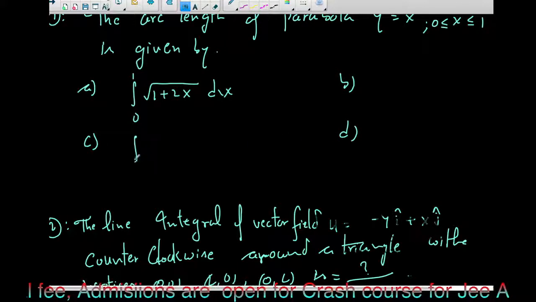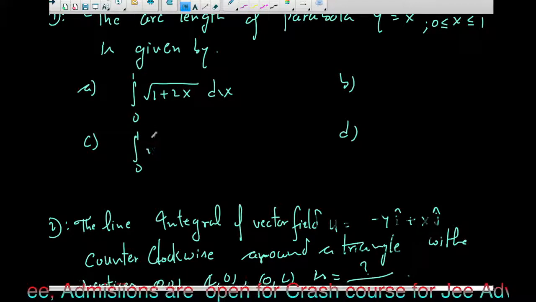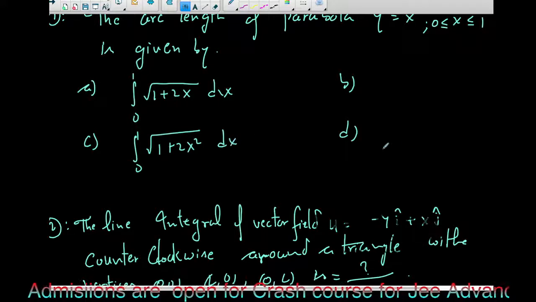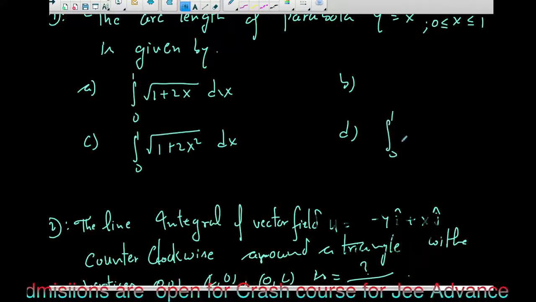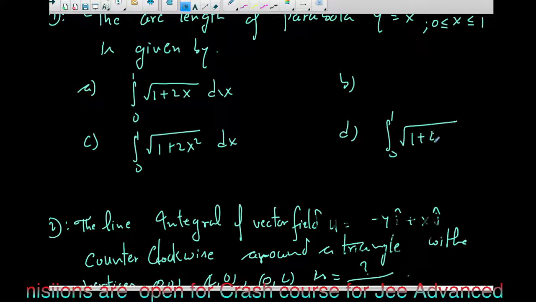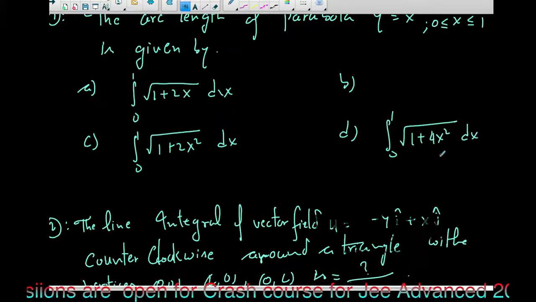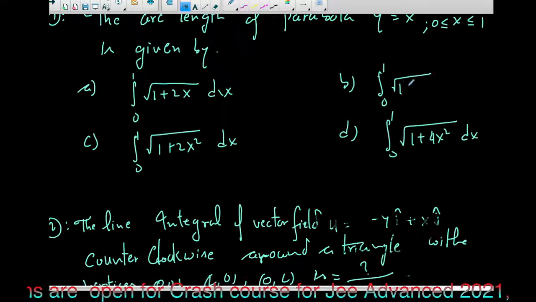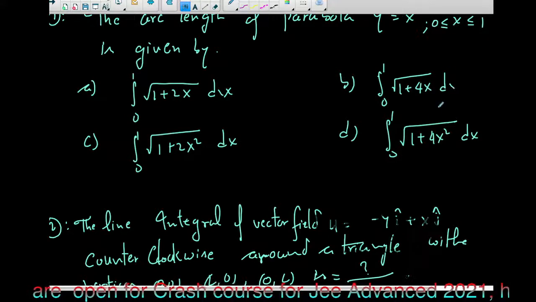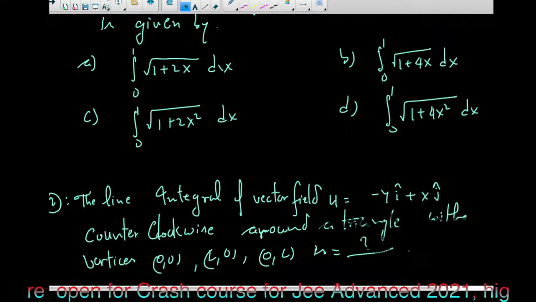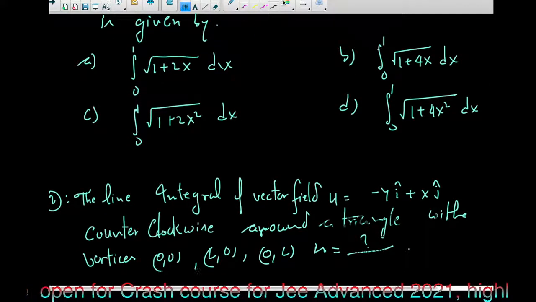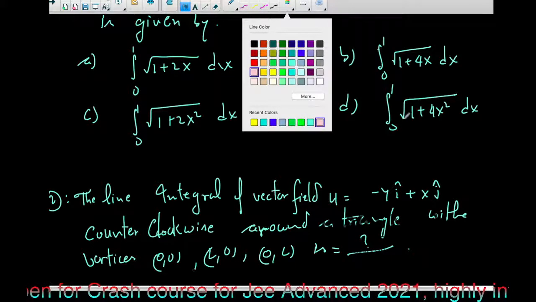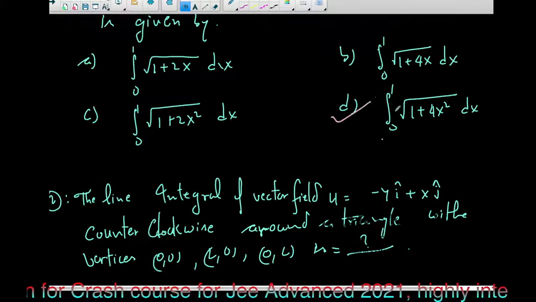That was 0 to 1, this was your correct answer, integral of under root 1 plus 4x square dx. This 2x square one was not right. Is it okay? This was the correct answer. D option correct. Let us see what the correct option is for the other one. For now you have said D option is correct for this.